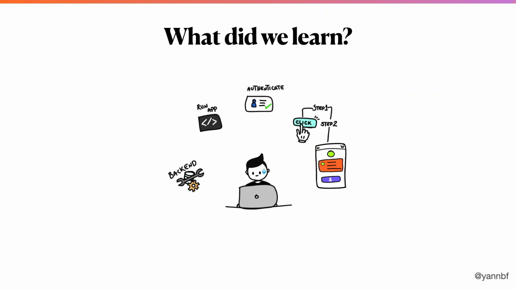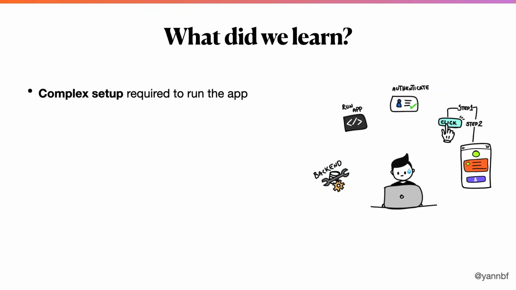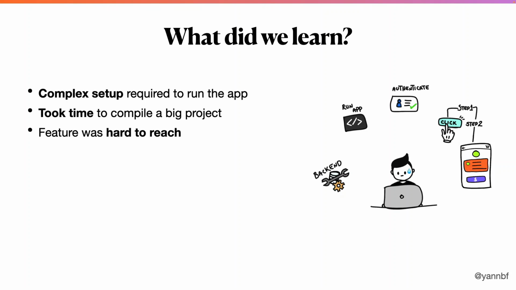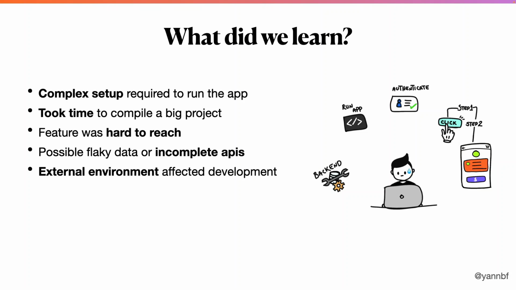So what do we learn from that story? We basically have a complex setup that is required to run the application, might take some time to compile a big project. The feature is pretty hard to reach, and there's the possibility of flaky data or incomplete APIs, which might impact your development, and overall the entire external environment affected your development process.